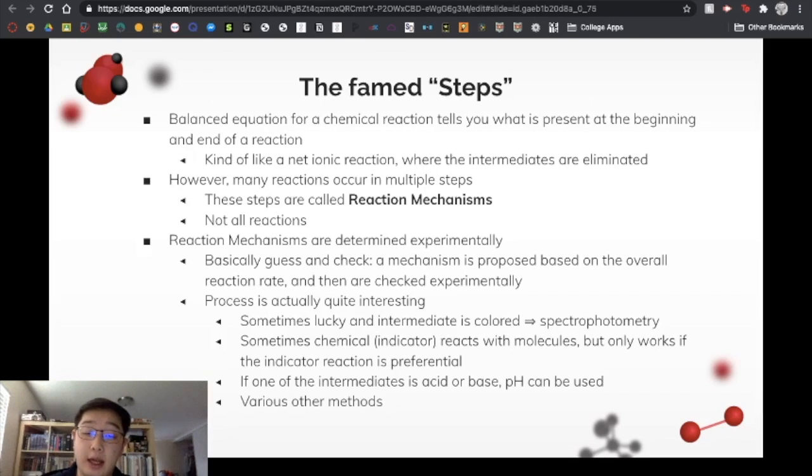Sometimes a chemical indicator is used to react with the molecules, but that only works if the indicator reaction is preferential to the rest of the reaction. If one of the intermediates is acid-base, pH can also be used. And there are various other methods that are used to prove reaction mechanisms. The whole process is really interesting, and I highly suggest you look further into that if you're interested.